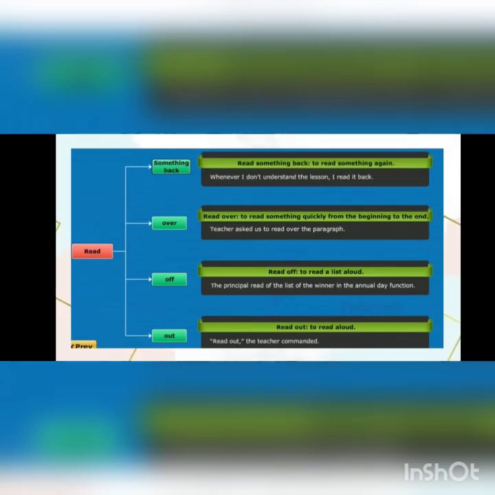Then the next one, students, read over. Read over means to read something quickly from the beginning to the end. For example, the teacher asked us to read over the paragraph. And then move to the next one. Read off means to read a list aloud. For example, the principal read off the list of the winners in the annual day function. Read out means to read loudly. Read out, the teacher commanded.